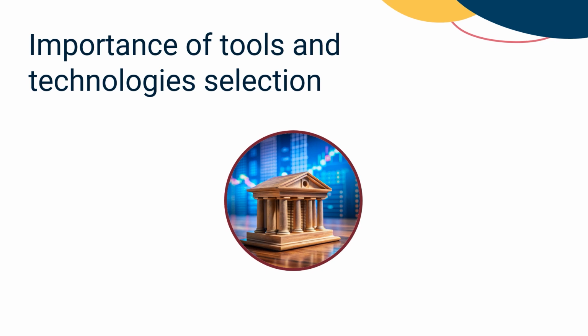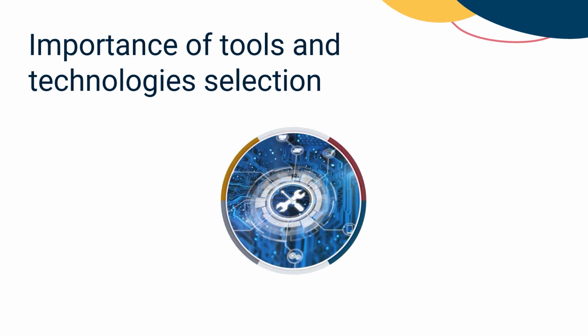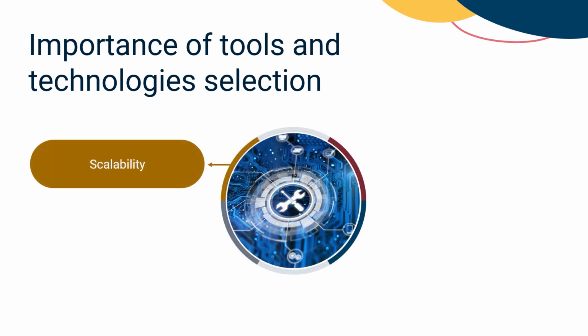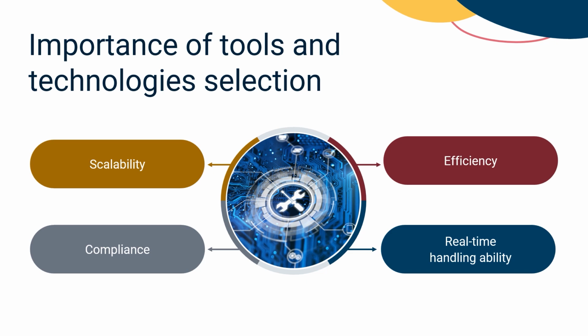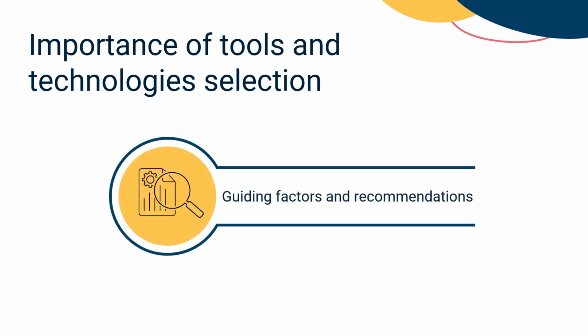Imagine a capital market bank where the selection of tools and technologies is critical to implementing a robust data architecture blueprint. This choice directly impacts the system's scalability, efficiency, compliance, and ability to handle real-time trading and analytics. Let's look at the factors and recommendations that will guide you through the selection process for each component of the data architecture.